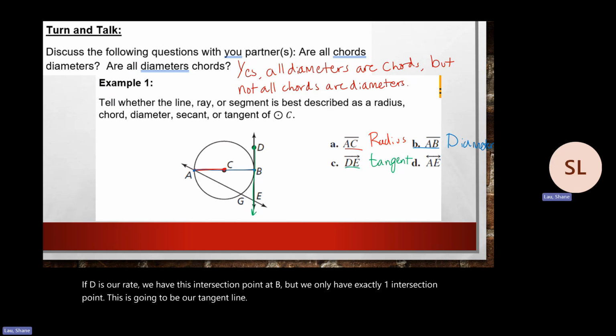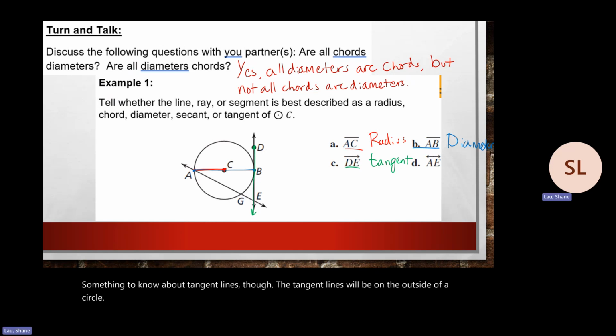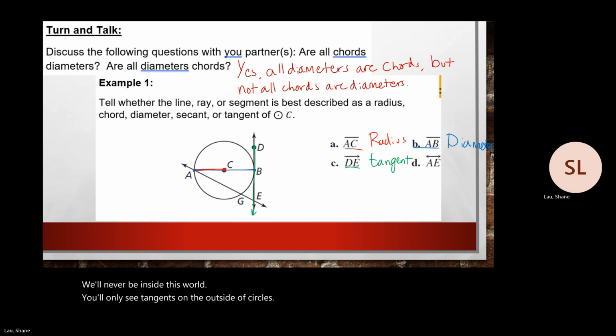Something to know about tangent lines, though, is that tangent lines will be on the outside of a circle. Okay, it will never be inside the circle. You'll only see tangents on the outside of circles.